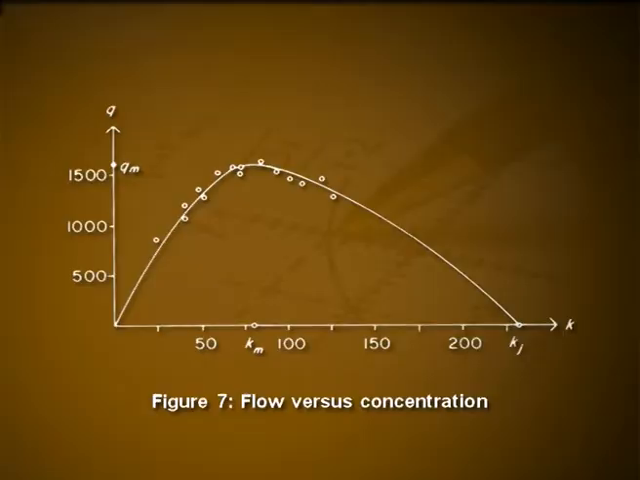For the traffic flow problem, we have much data of the form flow rate plotted against concentration, that is q versus k as given in figure 7. Thus, we assume that q is equal to q of k. It is noteworthy that the flow of vehicles increases with increasing k for k small, while it decreases to 0 as k approaches the jam concentration kj.